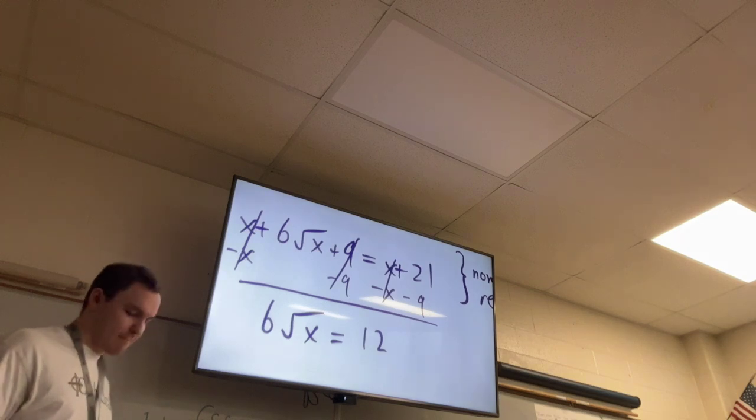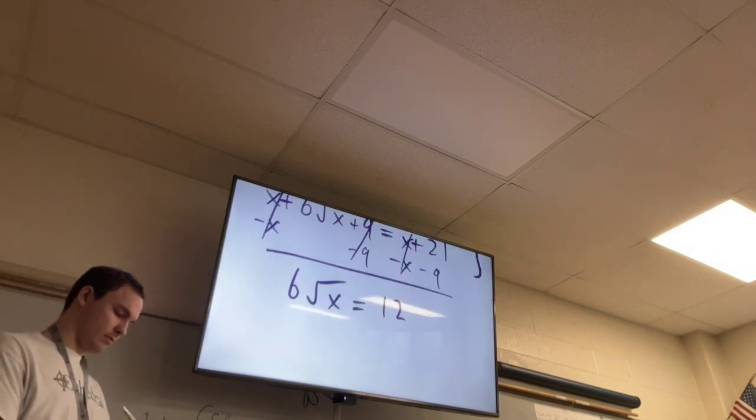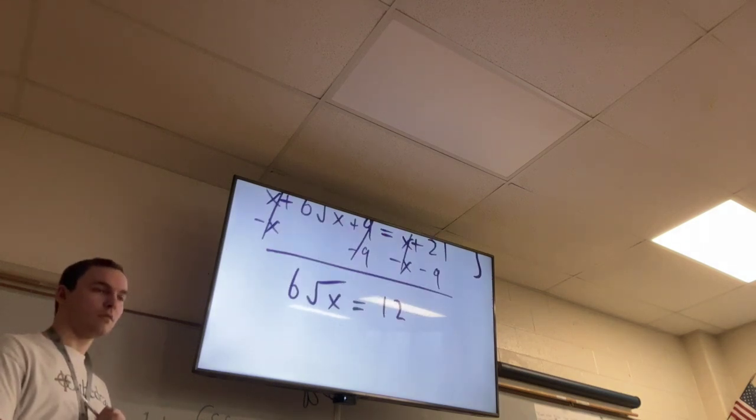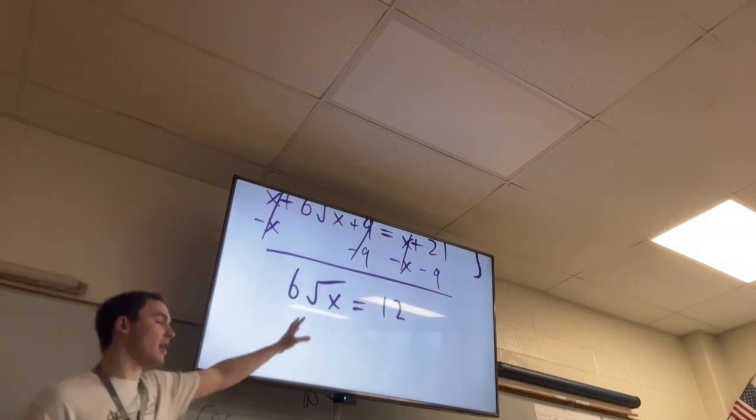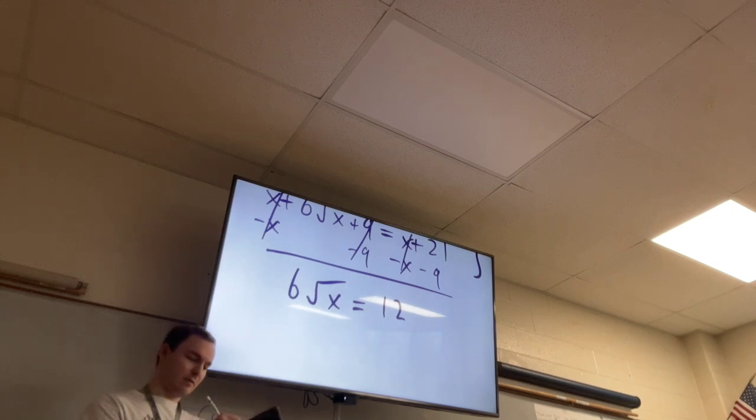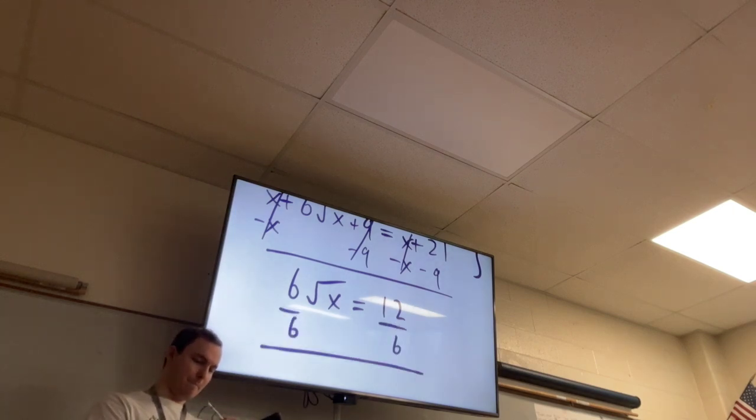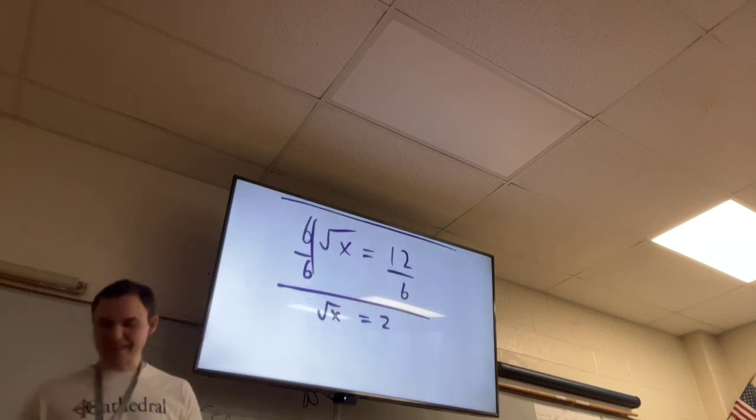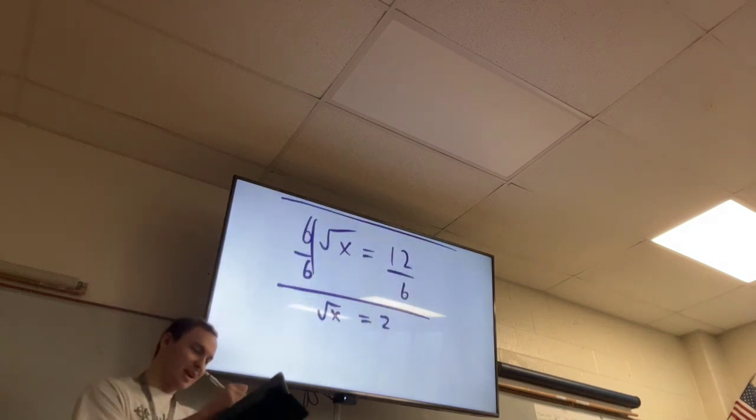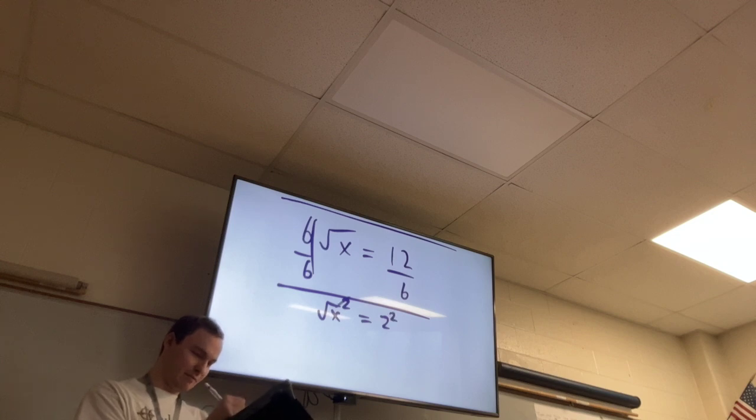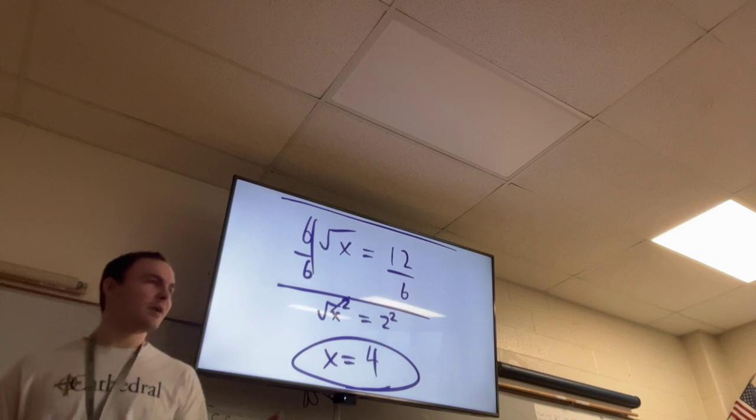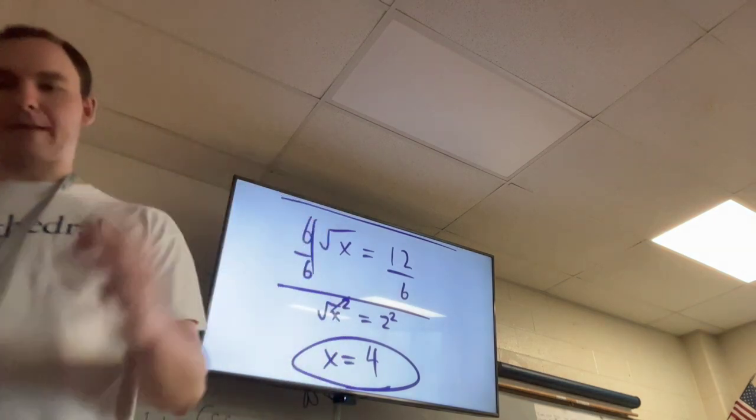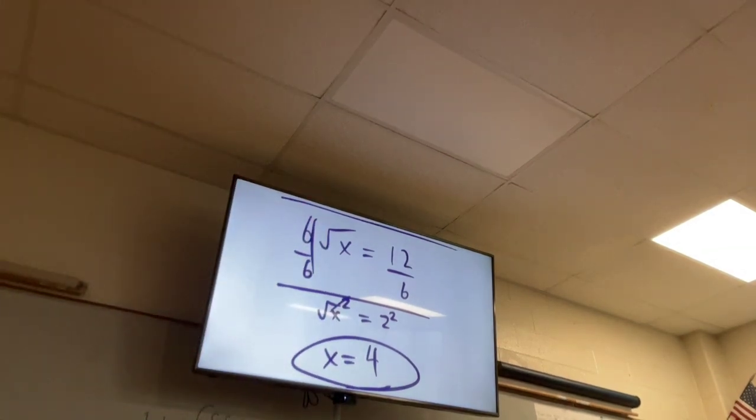And then what do I do now? Square root it. We got to get the radical by itself. My radical's not by itself. Yeah. There you go. Last step. Bring it home. There you go. Boom. I can check my answer by doing what with that 4? Plug it in. Mic drop.